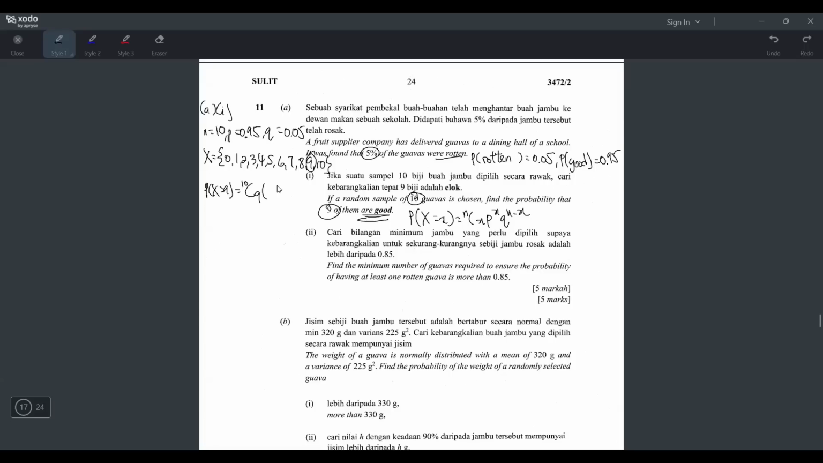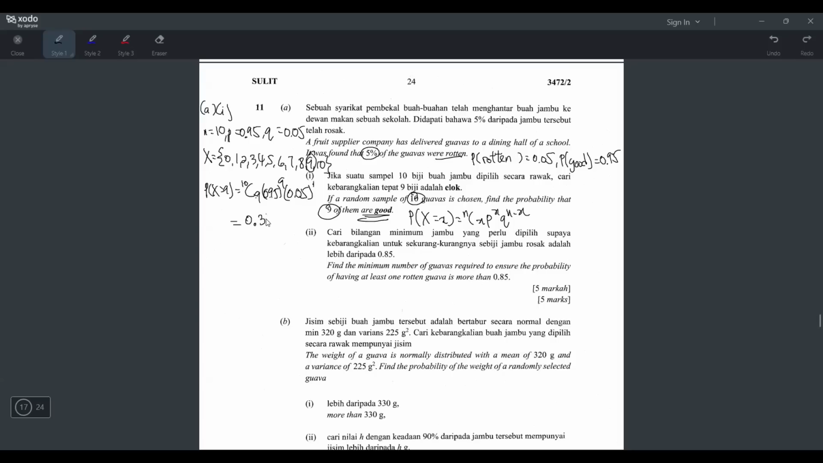And then brackets. The P here is 0.95, and the Q here is 0.05. The power here will be the same as the number down here, so this is 9, this is also 9. And this power will be this number minus this number, so 10 minus 9 is 1, so power 1. Now we just have to press all this and you get the answer. 10 times 0.95 power 9, times 0.05. Write in 4 significant figures: 0.3151.